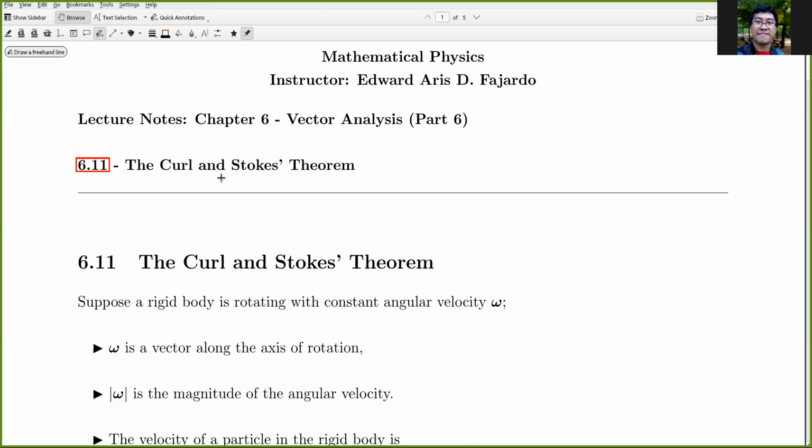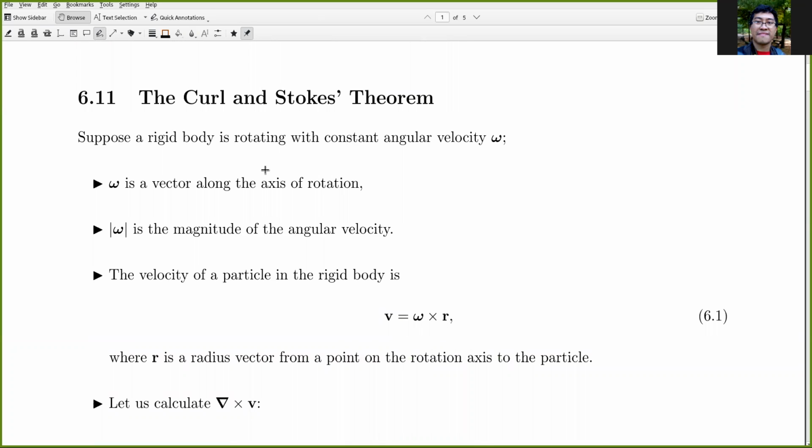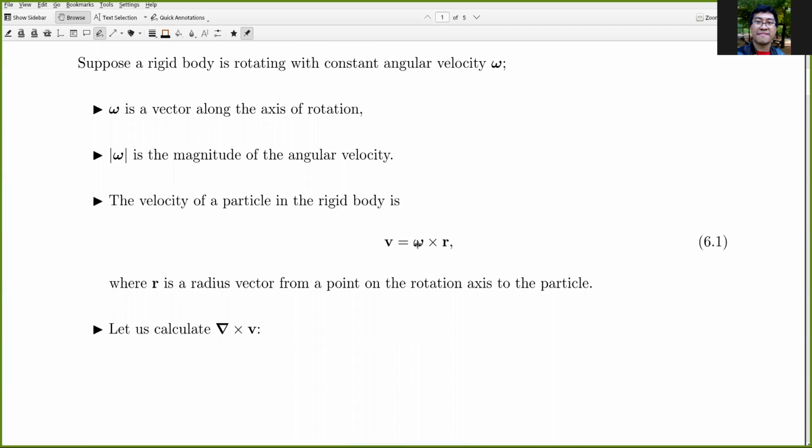Today let us talk about the curl and Stokes theorem. Suppose a rigid body is rotating with constant angular velocity omega. Omega is a vector along the axis of rotation, and the absolute value of omega is the magnitude of the angular velocity. The velocity of a particle in the rigid body is given by v equals omega cross product r, where r is the radius vector from a point in the rotation axis to the particle.